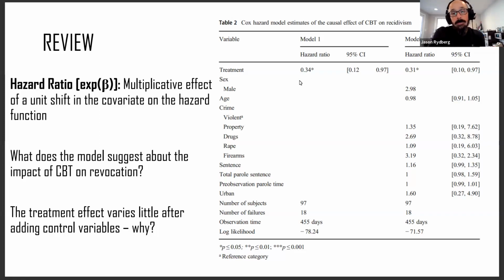So here, the hazard ratios are multiplicative, so they can only be positive. A hazard ratio above 1 means that this variable increases the hazard of the outcome, while a hazard ratio below 1 decreases the hazard of the outcome. So in this case, participation in cognitive behavioral therapy decreases the hazard of a technical violation by quite a margin. It multiplies that unspecified baseline hazard function by 0.34, which is about a 66% decrease or so, which is quite large.